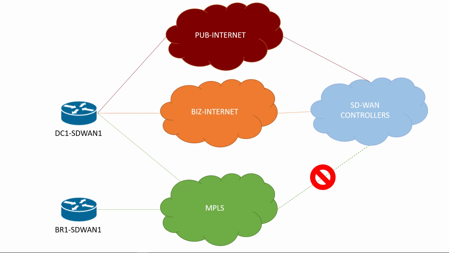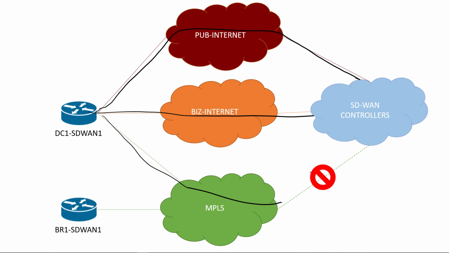So there's a few options here that we have. Now, under normal circumstances, so for example DC SD-WAN 1, when it wants to build connectivity to the SD-WAN control infrastructure, it will by default try to build a control connection over every active color. So it'll actually try over MPLS as well, but you can see in this case MPLS is not allowing, so that won't work.